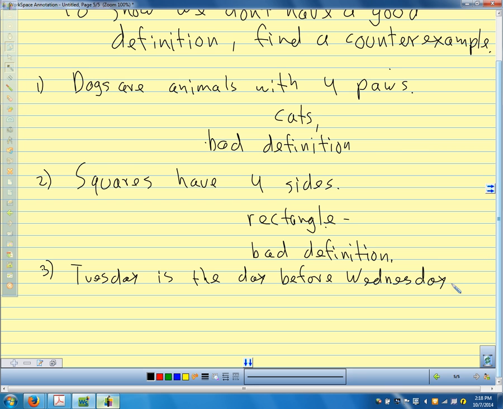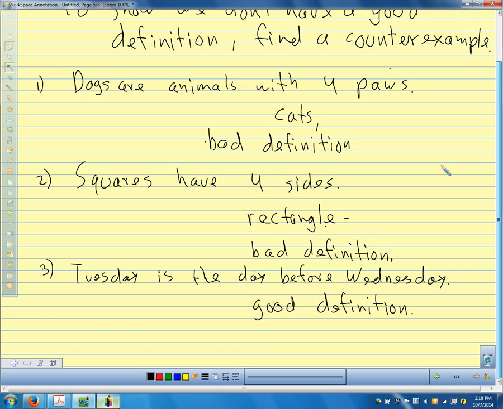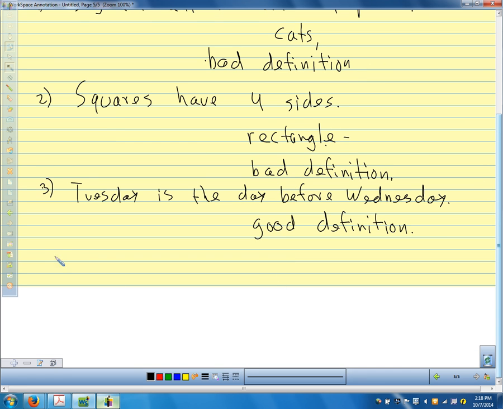It is Wednesday if and only if the day before is Tuesday. Is that true? Yeah? So we can reverse this? It's reversible? Precise enough? So this is a good definition. This would be a good definition of Tuesday, as long as we knew what Wednesday meant, right?